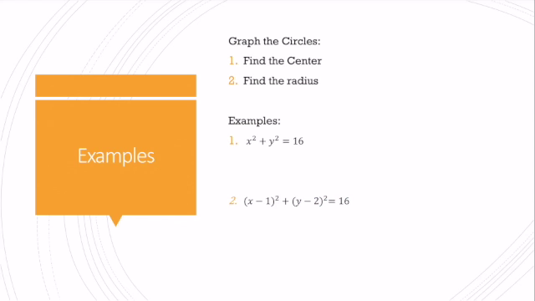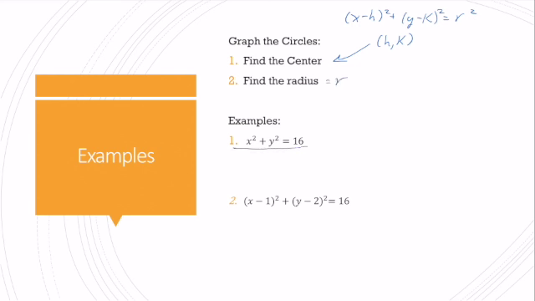So let's take a look at these circles. I want to find the center and I want to find the radius. Okay, so if I have x minus h squared plus y minus k squared equals r squared, h, k is my center and my radius is r.